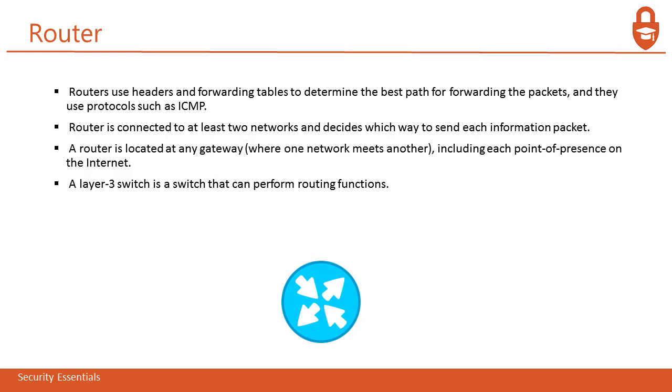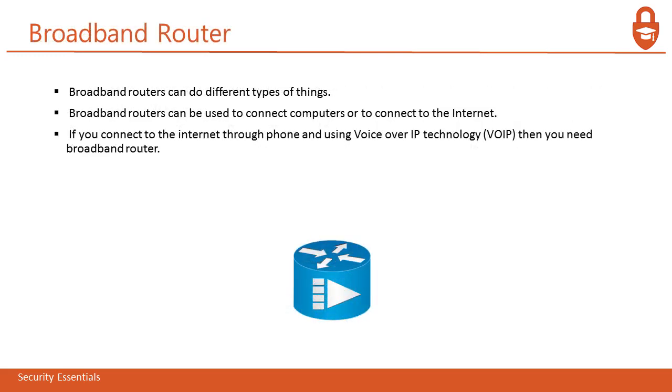A layer 3 switch is a switch that can perform routing functions. So next we're going to look at the broadband router. So what is a broadband router? Broadband routers can do different types of things. They can be used to connect to the computers or to connect to the internet. If you connect to the internet through the phone and are using voice over IP technology, then you need a broadband router. So if you're connected through the internet and you're using telecommunications, then you would need a broadband router.